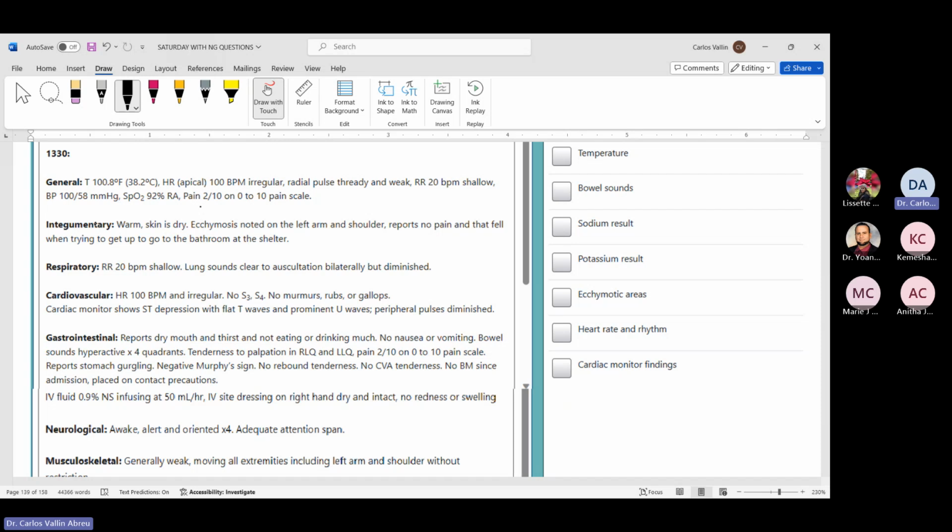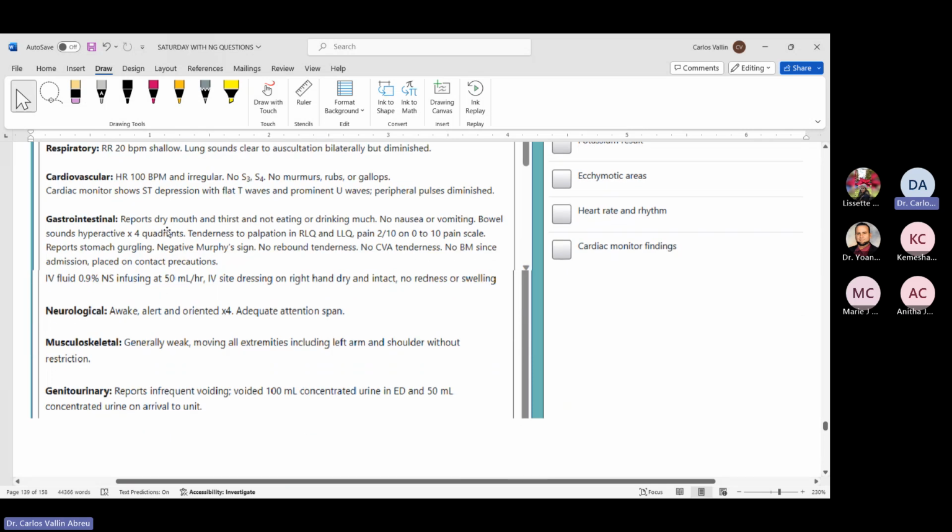This finding suggests hypokalemia. The U wave suggests hypokalemia, and also together with the U wave, the depression of the ST segment and the flat T wave support that.